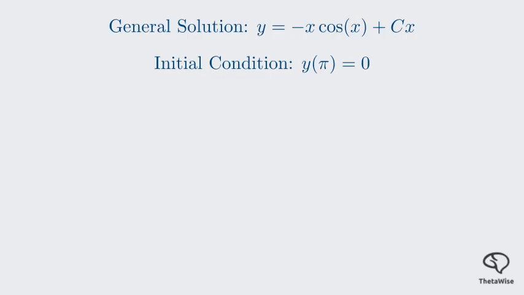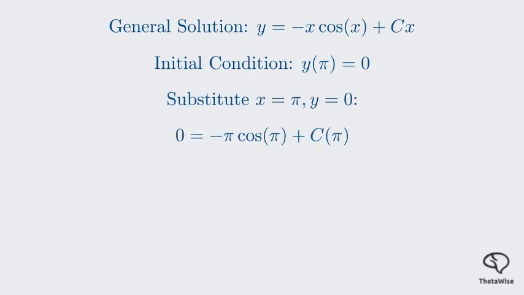Our job is now to substitute x equals pi and y equals 0 into our general solution and solve for c. Let's substitute. We get 0 equals negative pi times cos of pi plus c times pi. Now we need to evaluate cos of pi. You can think of the unit circle, or just recall the graph of the cosine function. At x equals pi, the cosine value is negative 1.